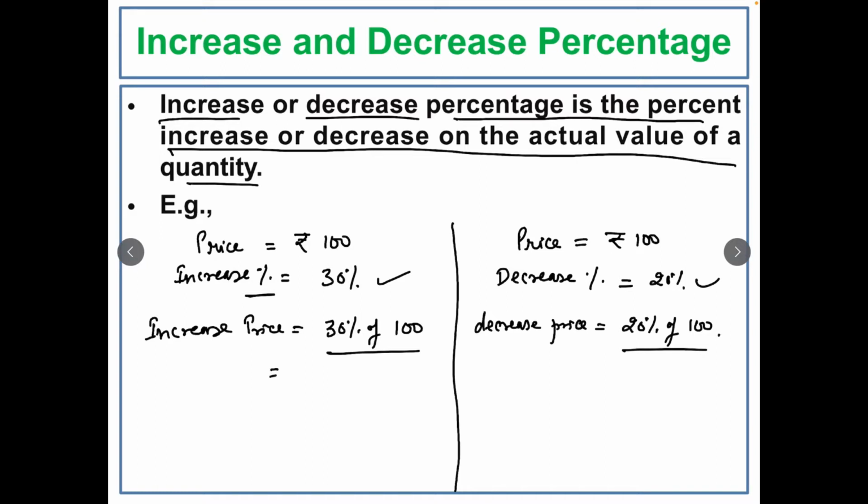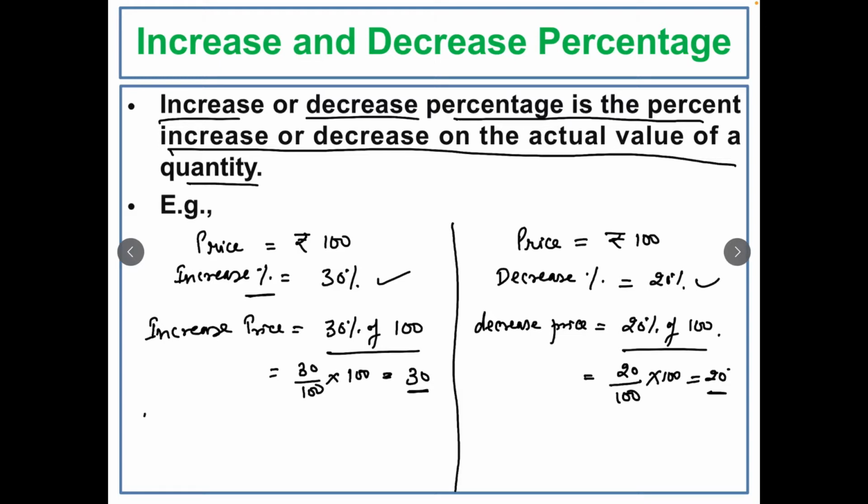Now let's calculate its value. When you remove the percentage sign, you get 30 divided by 100 into 100. When you solve this, you will get 30. In a similar way, on this side, when you remove the percentage sign, you get 20 over 100 into 100. This 100 divided by 100 gives us 1, so that will be 20. So the price increase on the article here is 30 rupees, and the price decrease on this article is 20 rupees. Now we have to calculate the new price.